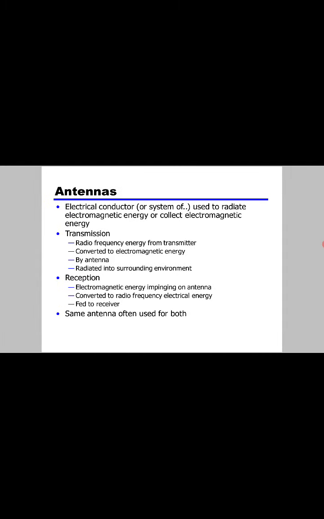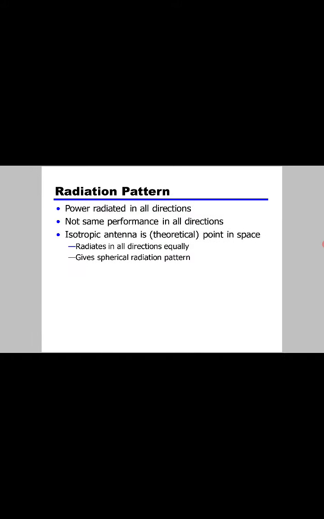So, antennas. An electrical conductor or system is used to radiate electromagnetic energy or collect electromagnetic energy. Generally in antennas, radio frequencies are used for transmission. So, radiation pattern: power is radiated in all directions, but not with the same performance in all directions.